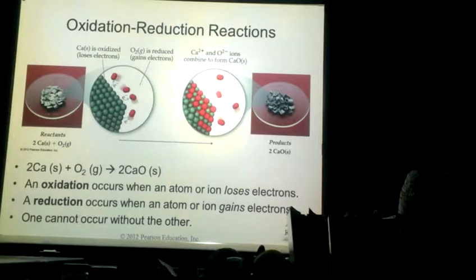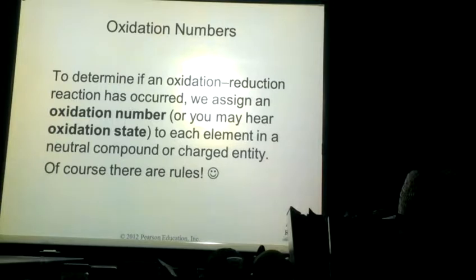So if you ever are having to write something out and you realize that you can't figure out what's gaining the electron, so you think that there's not a reduction, something has to be wrong, okay? Because these have to happen together. Before we do redox reactions, we have to make sure that we know how to assign an oxidation number.